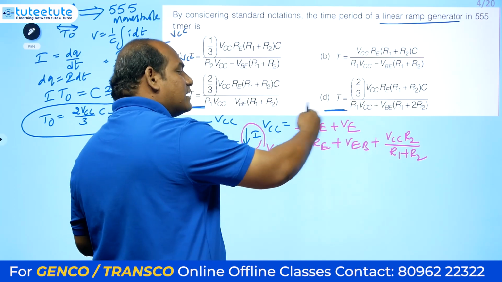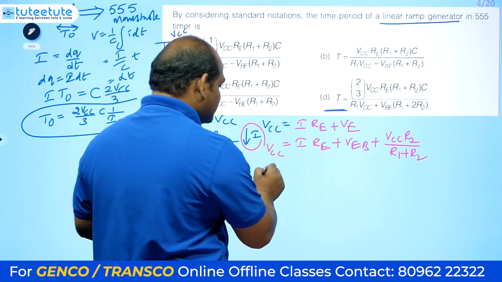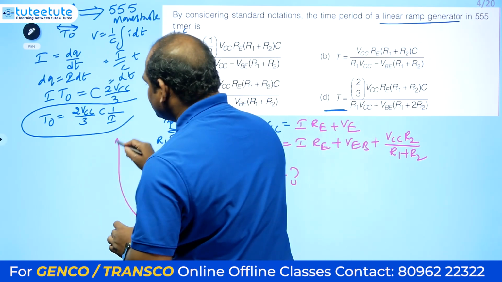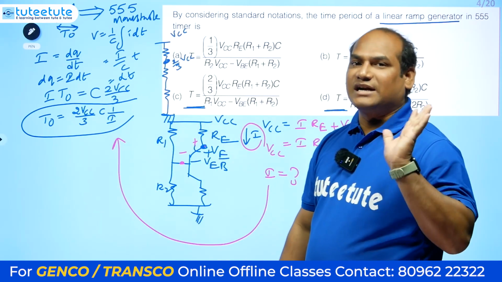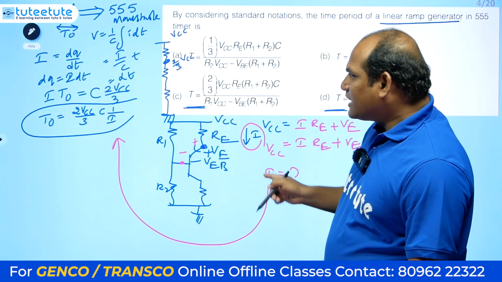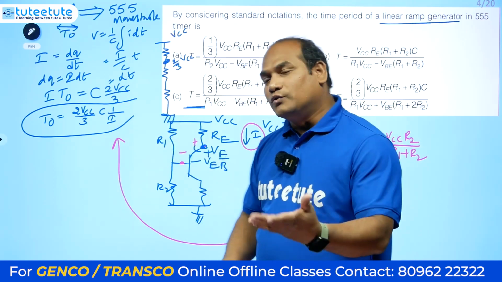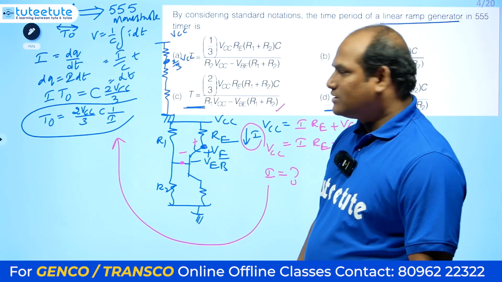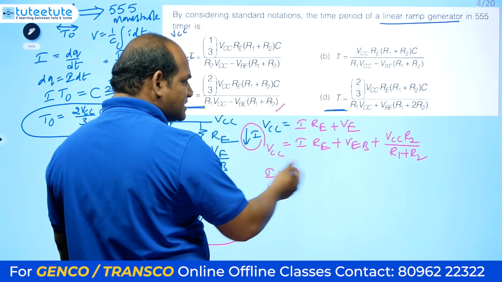Get the I value from this one. I is equal to something you will get, and substitute that I value here. Then you will get the complete T0 value. 2 by 3 VCC into C, and here whatever the I value we are getting, if you substitute here, you will get option C is the correct option. That is what you need to understand. So very simple only.